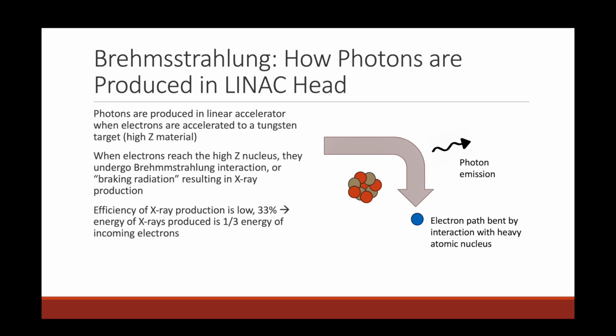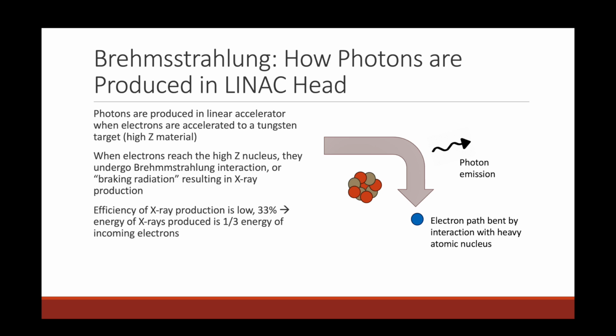The electrons lose energy as they bend around that high Z nucleus, and they lose some energy, resulting in photon emission. So that photon that is produced, also known as an X-ray, the efficiency of that X-ray production is pretty low. So it's only around 33%, meaning the energy of the X-rays that is produced is only around 1/3 of the energy of the incoming electrons.